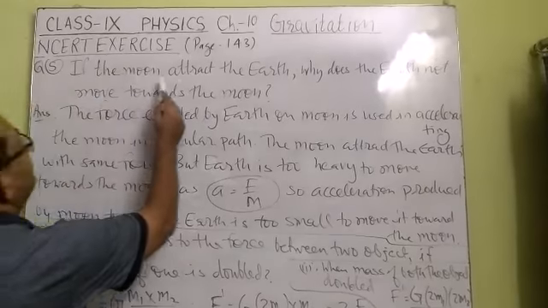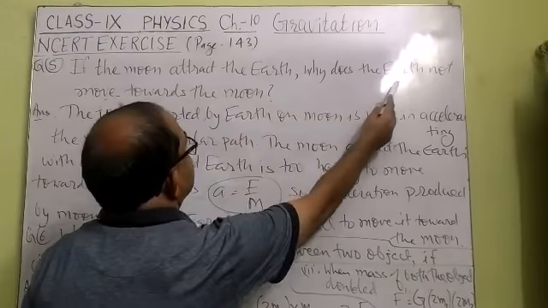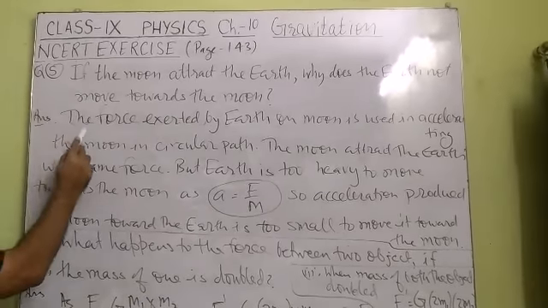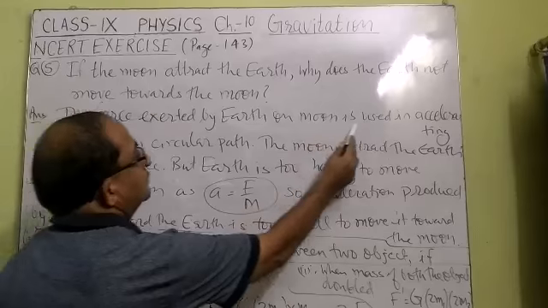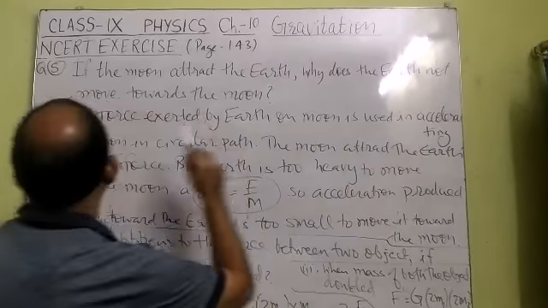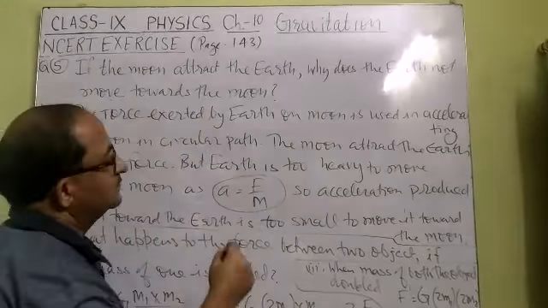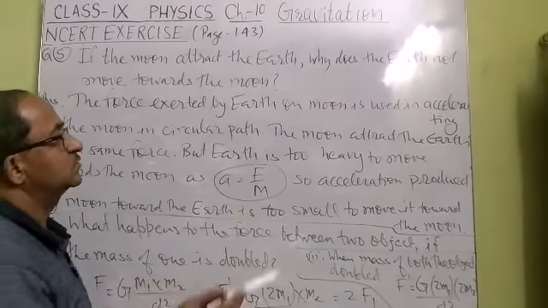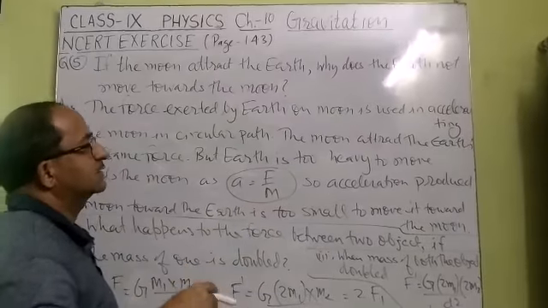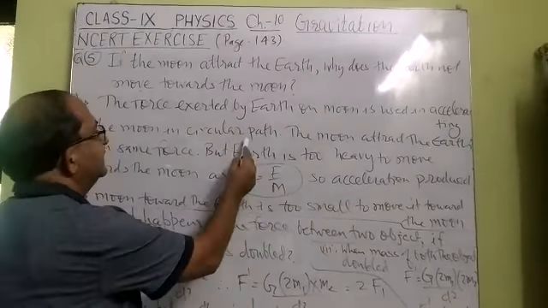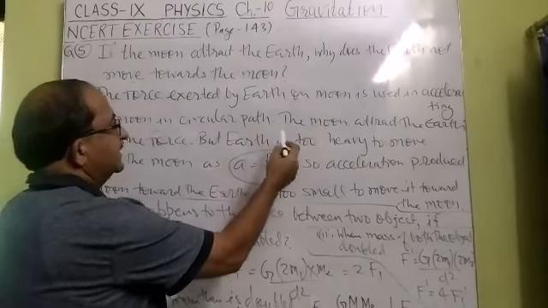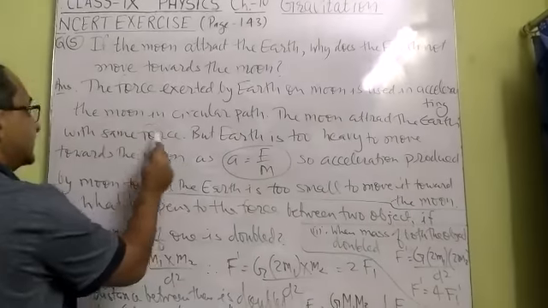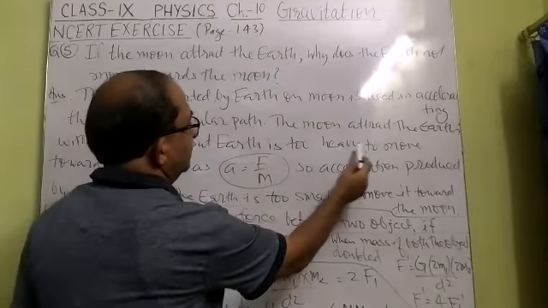Question 5. If the moon attracts the earth, why does the earth not move towards the moon? In the answer to this, the force exerted by the earth on the moon is used in keeping the moon in a circular path. Means whatever force of attraction the earth exerts on the moon is used to make the moon move in a circular path. It accelerates the moon into the circular path because this force acts as a gravitational centripetal force. The moon attracts the earth with the same force, but the earth is too heavy to move.